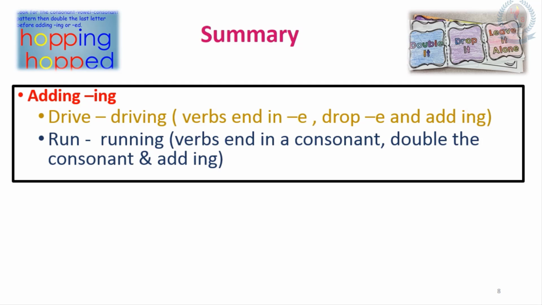First rule is the verbs ending in e, we drop letter e and we add ing. And the second rule is verbs that end in a consonant letter with a monosyllabic word, we double the last consonant letter and we add ing. But you need to remember that there are some exceptions to that rule.